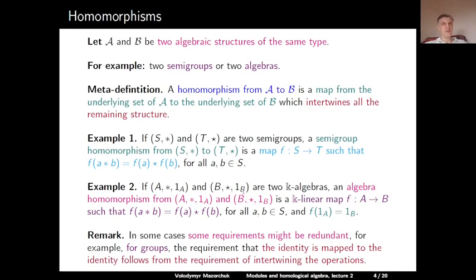For example, if we discuss homomorphisms of groups, then formally we need the requirement that any group homomorphism sends the identity element in the first group to the identity element in the second group. However, this requirement follows from the requirement that our homomorphism F should intertwine the operation in the first group with the operation in the second group. So some of the formal requirements, if you write all of them, might be redundant.